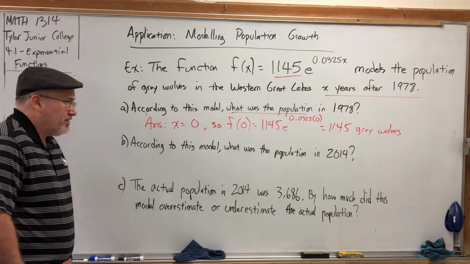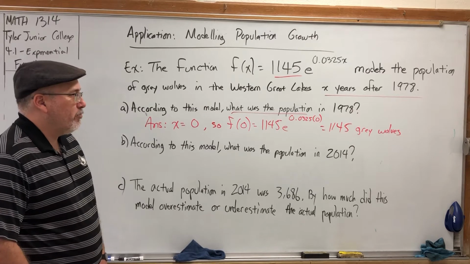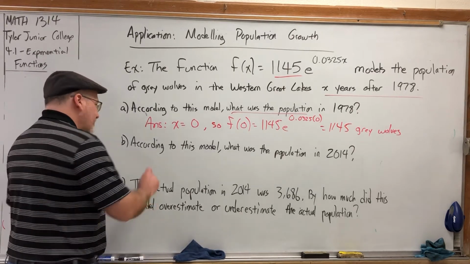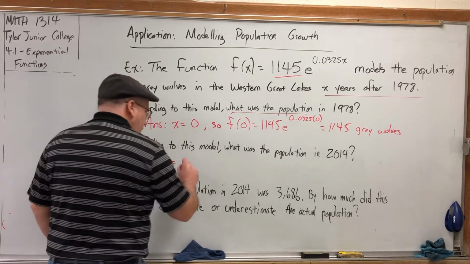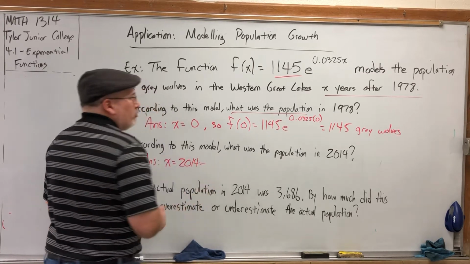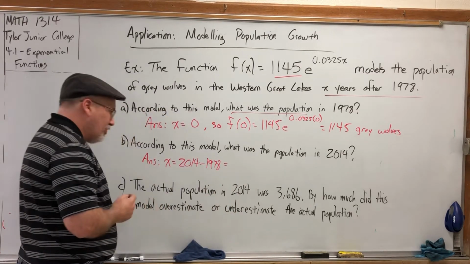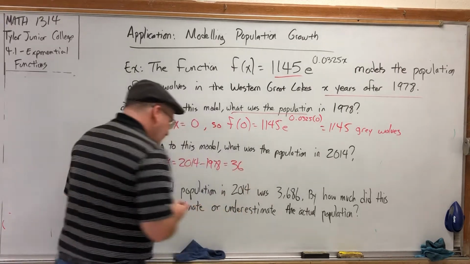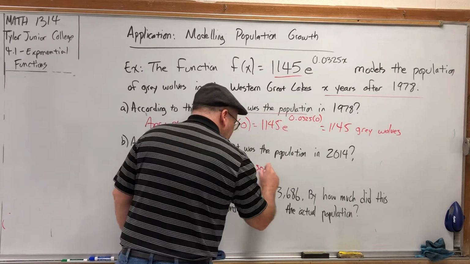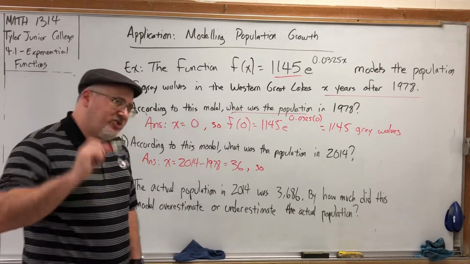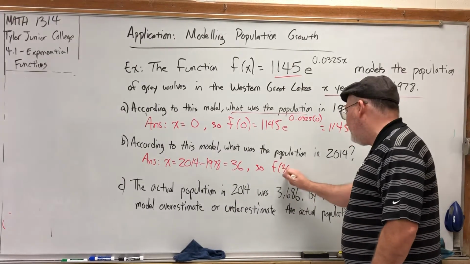B, according to this model, what was the population in the year 2014? Well, same thing, except now we have to put in a different x. And remember, our input is measuring the number of years after 1978. So if we wanted to calculate how many years have elapsed, we would have to take the current year, 2014, and subtract the starting year of 1978, and that looks like it's going to be 36 years. Let's add them real quick to make sure. Yep. So in 2014, it's been 36 years since 1978, and so our function says let's put in 36 and see what we get.